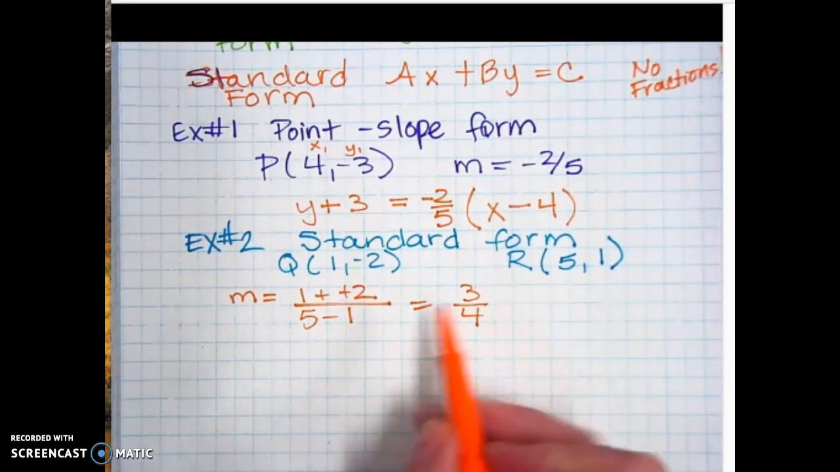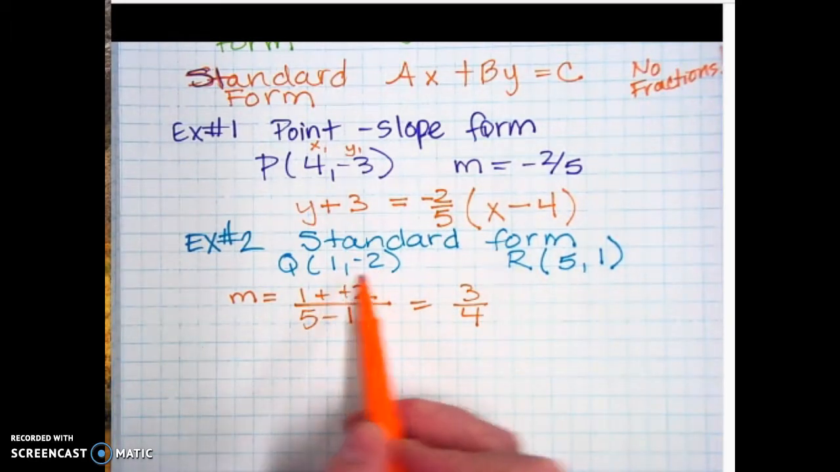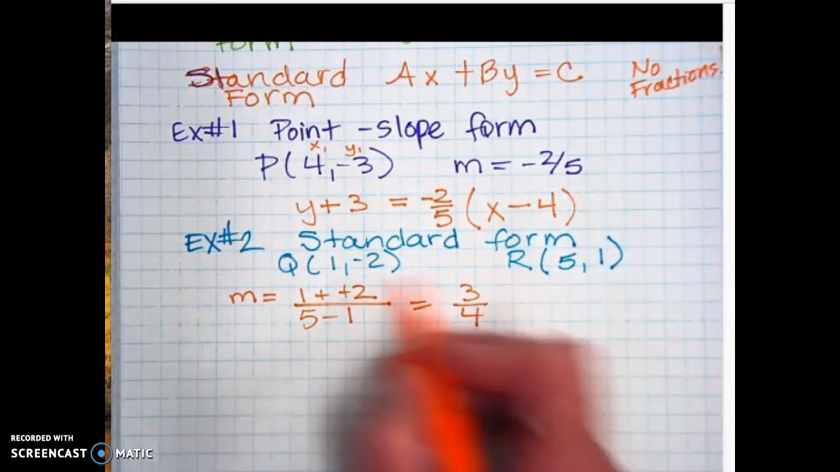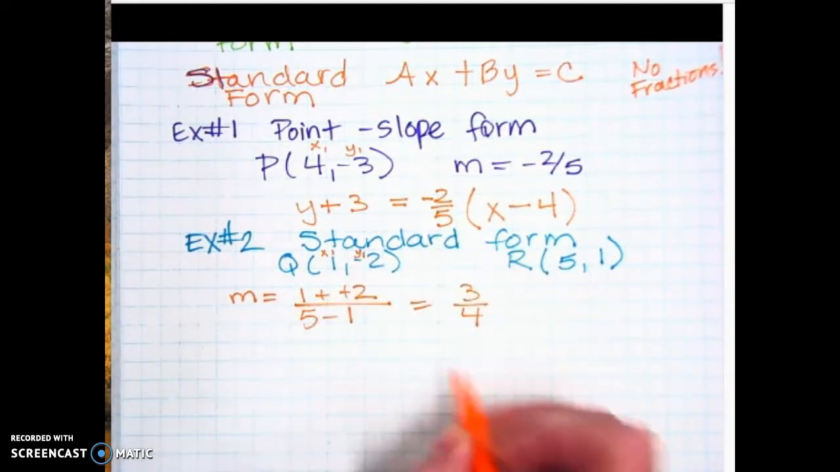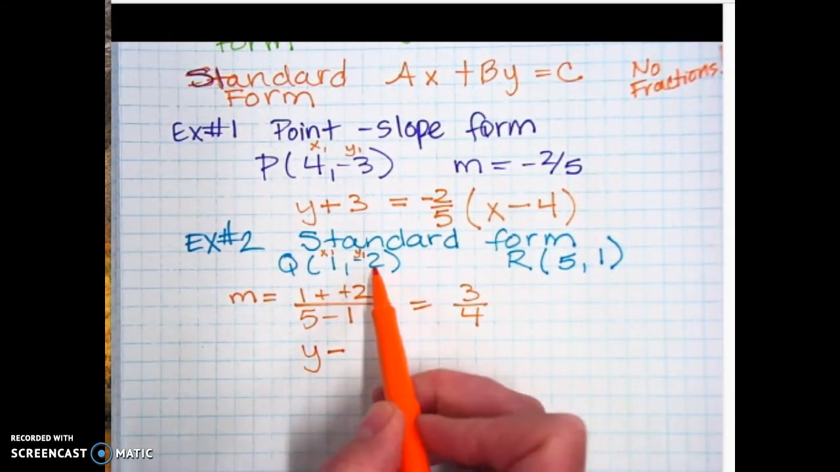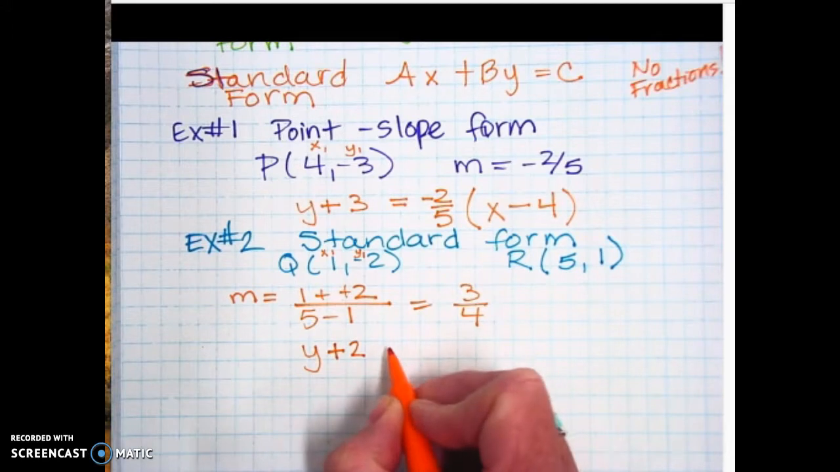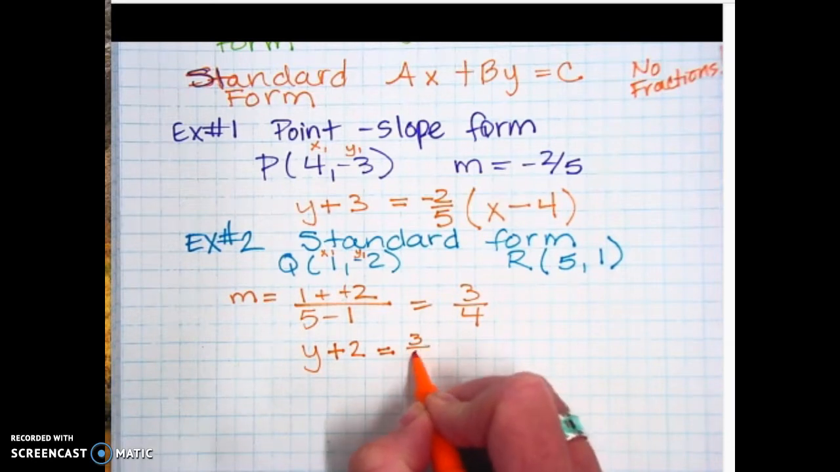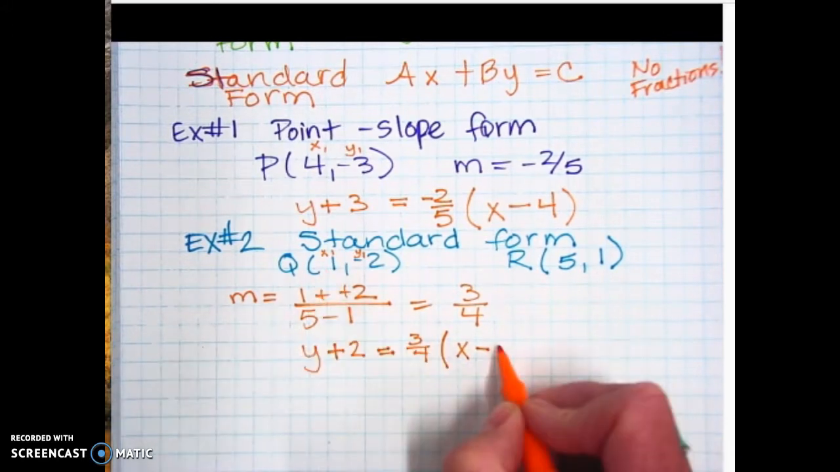Now we're going to take this and put it in point-slope form. You can pick either point. You can use this point or you can use this point. Which one do you want to use? The first one. Okay, so this is going to be our x1, this is our y1, and this is obviously our m. So we have y minus the y value, which is negative 2, so I'm going to change this to plus 2, equals the slope, which is 3/4, times x minus the x value, which in this case is 1.